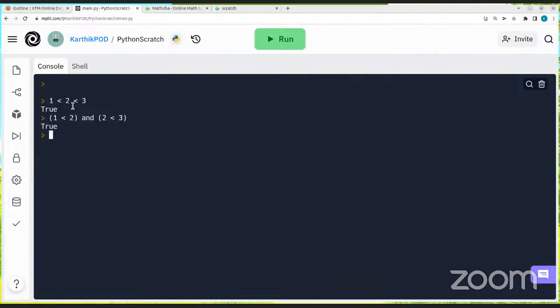Okay, so we don't need such a long code. Just 1 is less than 2 is less than 3. So if you want to write an expression that says if A less than B and B less than C, instead of that you can just replace it with if A less than B less than C. But you have to be careful that it is and, not or. When you use chaining, it is and.